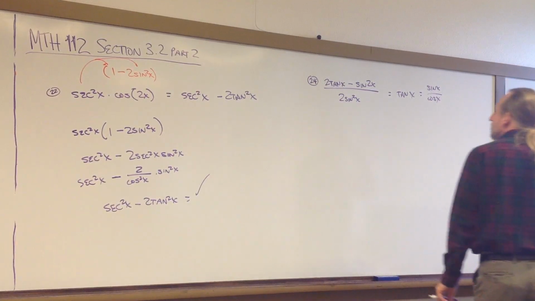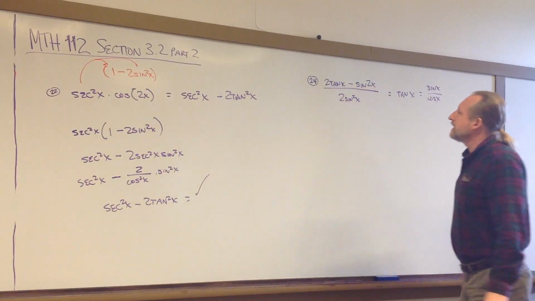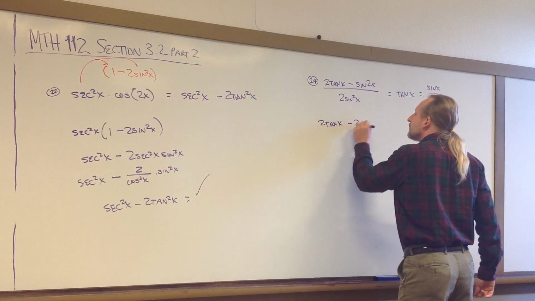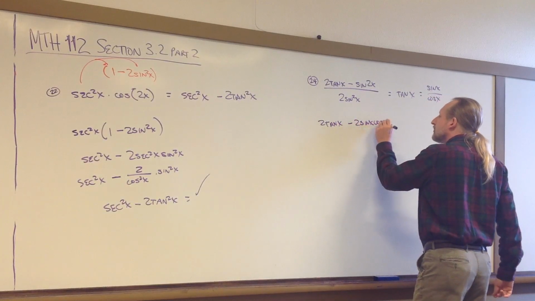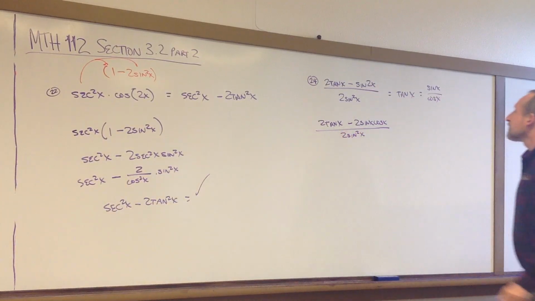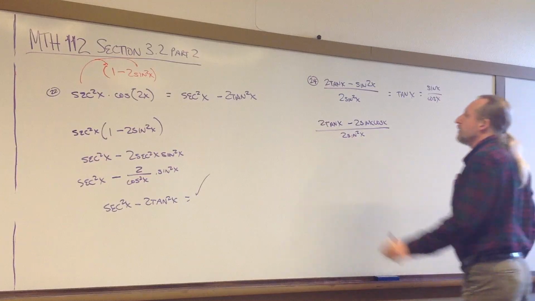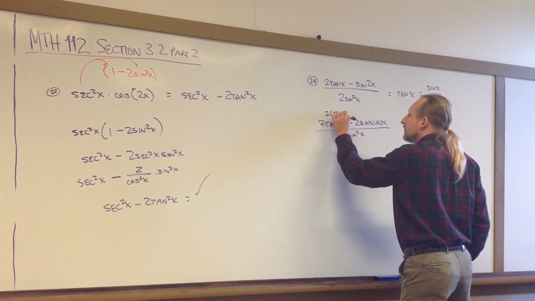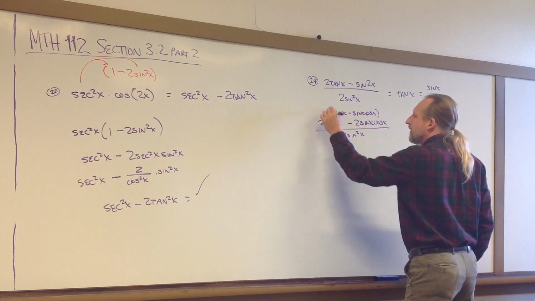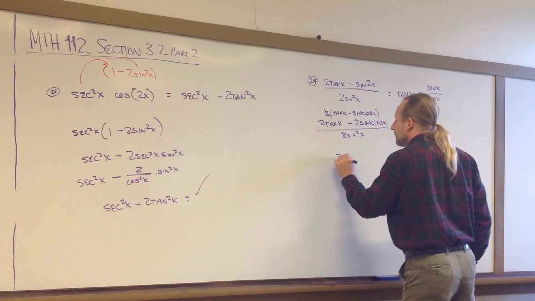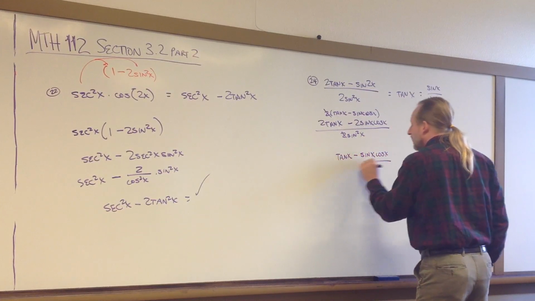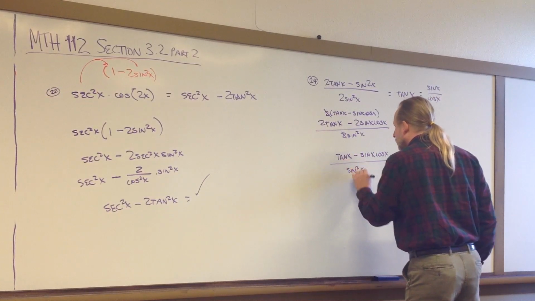Okay, let's see here. Well, we've got one identity here, minus 2 sine x cosine x over 2 sine squared x. Well, what I would do is I would factor out a 2 up on top and then cancel it with that 2. So now we've just got tangent x minus sine x cosine x divided by sine squared x.